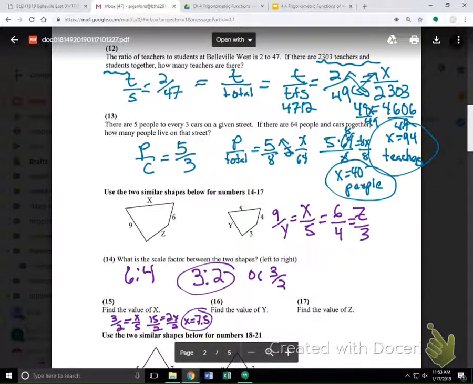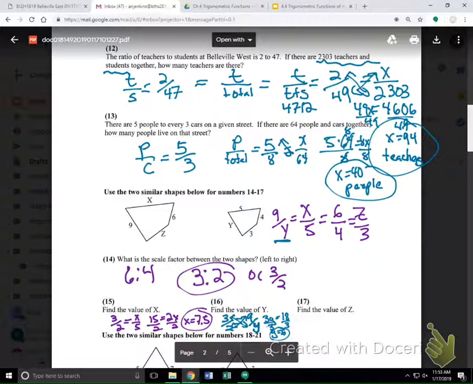Okay, so now we have to find the value of y. So we see we have the scale factor, again, of 3 over 2. We look up here, we see which one has a y in it. That's 9 over y. That y looks like a 4, so I'll try to make it look a little nicer. Okay, now we're going to cross multiply again. We end up with 3 times y equals 2 times 9. What's 2 times 9? 18. Divide by 3. Y equals 6. Nice job.